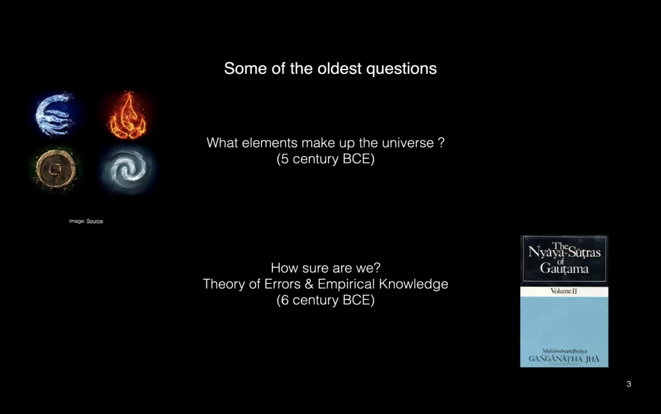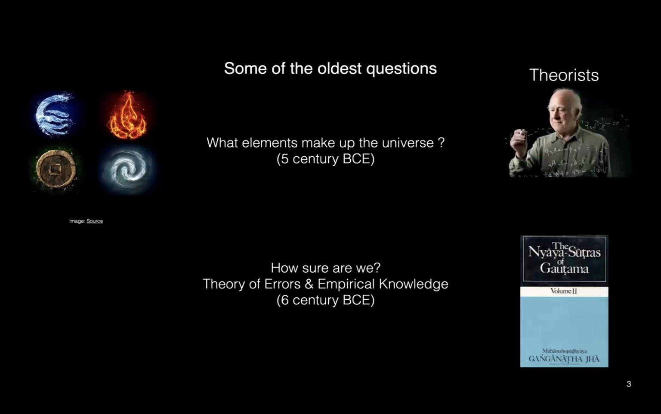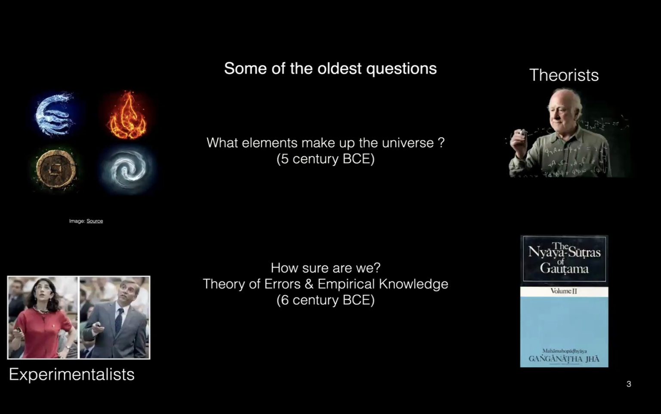Taking a step back, from the beginning of humanity as we know it, we've been very interested in answering some of the fundamental questions about, on the one hand, what are these elements that make up everything that we see, but also, how sure are we about the conclusions that we're drawing from the data we have in front of us. And so today, the people who try to answer the first questions, we often call them theorists, and the people who try to answer the second questions are experimentalists.